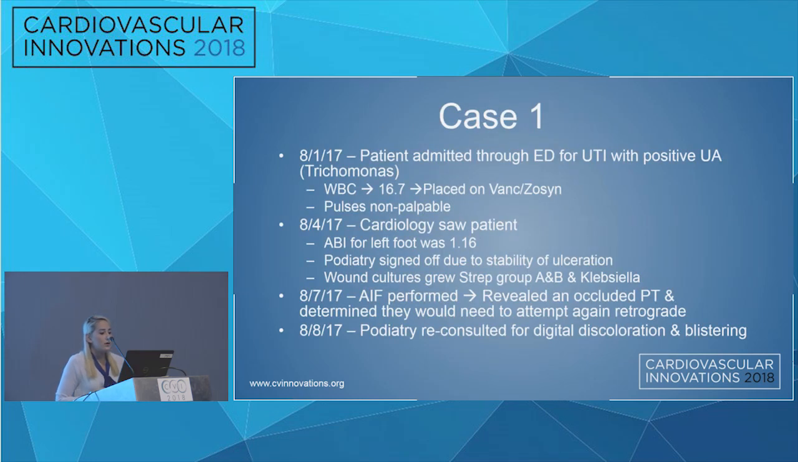So she was admitted for sepsis secondary to UTI and infected diabetic ulceration with a positive UA for trichomonas. White blood cell count was 16.7, and she was immediately placed on vancomycin. Her pulses, however, were non-palpable. 3 days later, cardiology saw the patient, and the ABI obtained for the left foot was 1.16. At this time, podiatry had actually signed off given the stable nature of the wound, despite the fact that the cultures had grown strep group A and B and Klebsiella, simply because the vancomycin combination would cover those organisms.